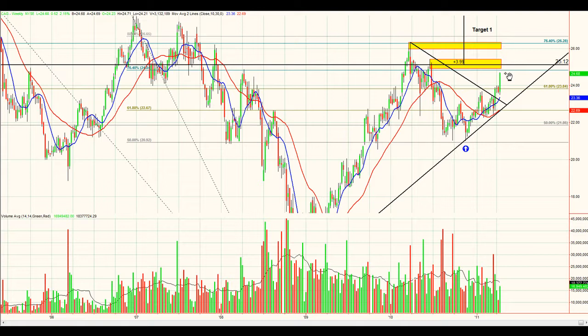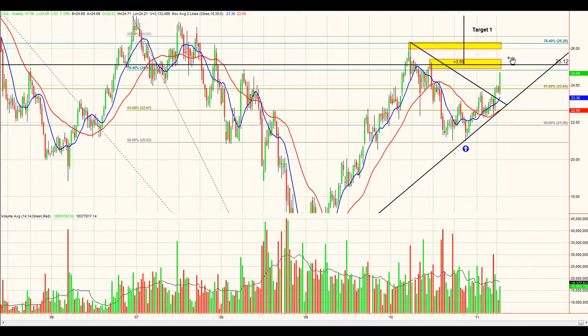Looking back at the weekly level again, we're looking at two target levels. One of them would be the 26.25 level and the 27.12 level. Again, it needs to push through the 25.12 level, which is a decent resistance level or supply zone there.